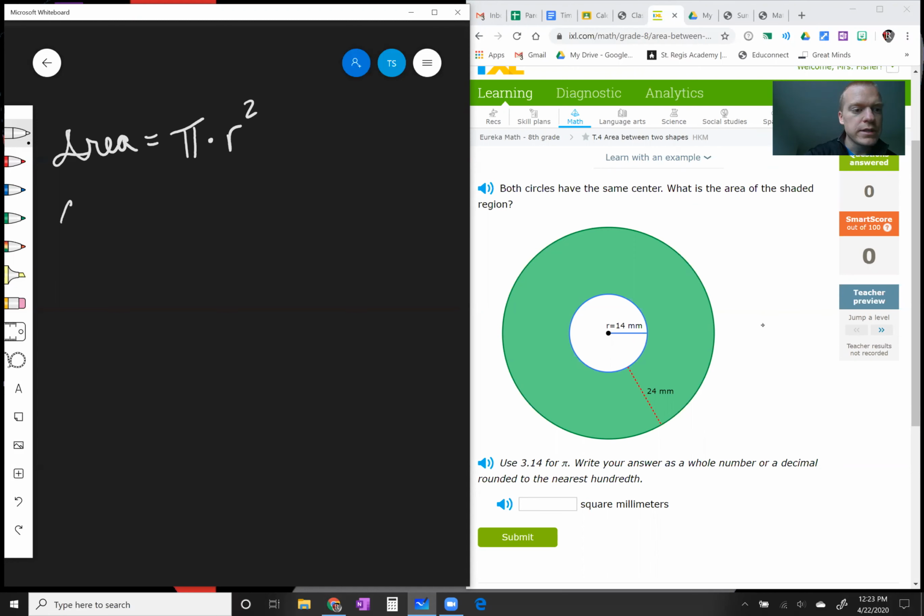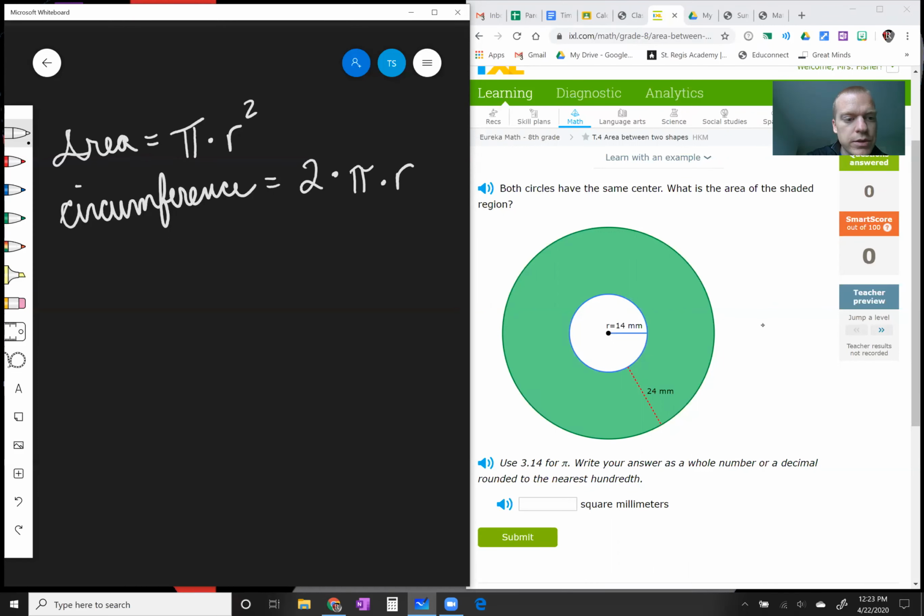Okay, now circumference. Circumference, which is the length all the way around the circle, is going to be 2 times pi times your radius. Okay, but in this question, it's asking us what is the area of the shaded, so the green. In order to do that, we need to find out what the area is of this middle one, what the area is of this big one, and then subtract the two. So let's first find the area of just the white inside circle here.